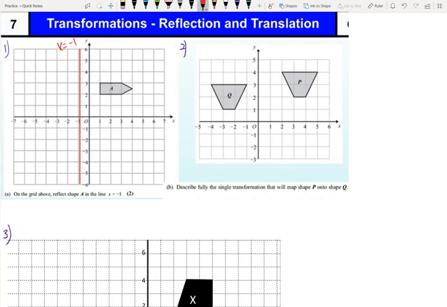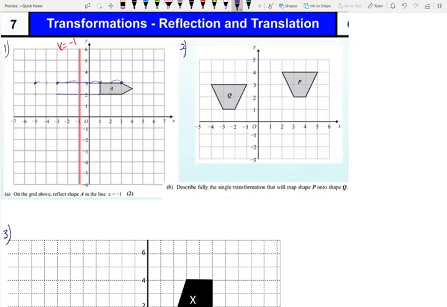So how far is this vertex away from the line? It's 2 units. Therefore you extend this line perpendicular wise and you go 2 units. Then you do the same thing for this vertex, and then you count how many units this point is away from the line. So 1, 2, 3, 4. You go 1, 2, 3, 4.